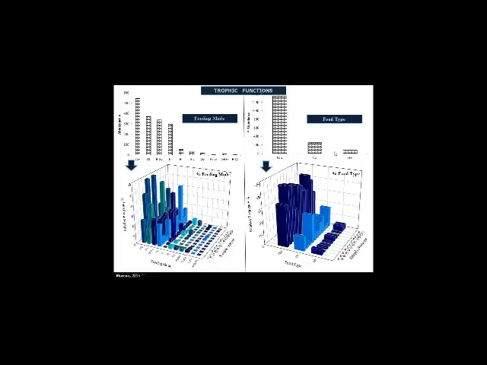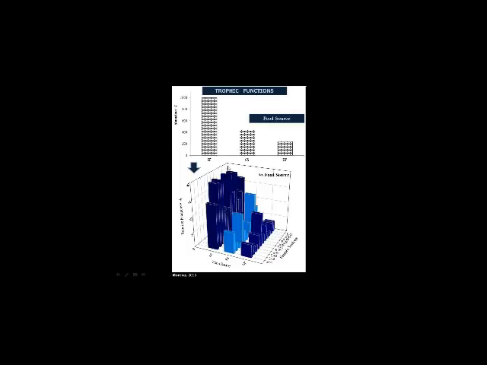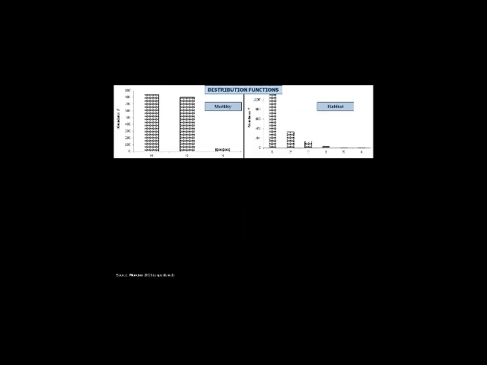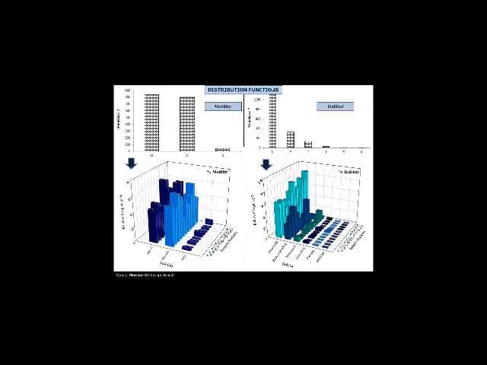Also, looking at the food source, most of the organisms were obtaining their food from the surface, and the majority of them were free-living and motile species or organisms.